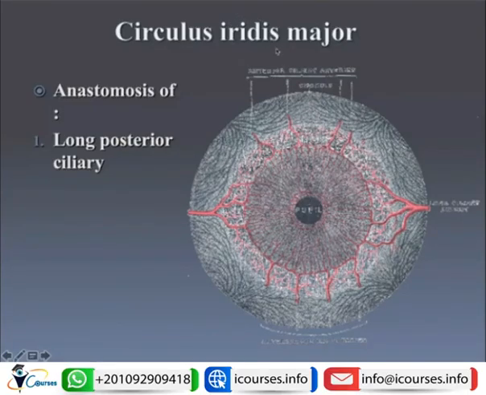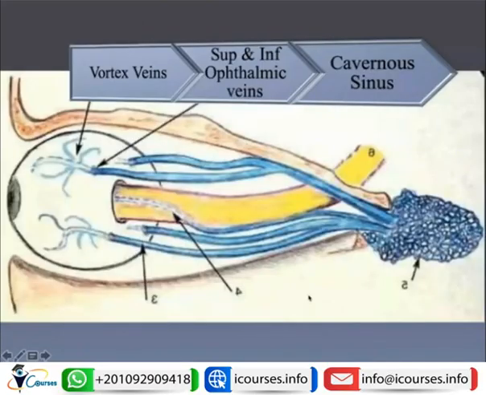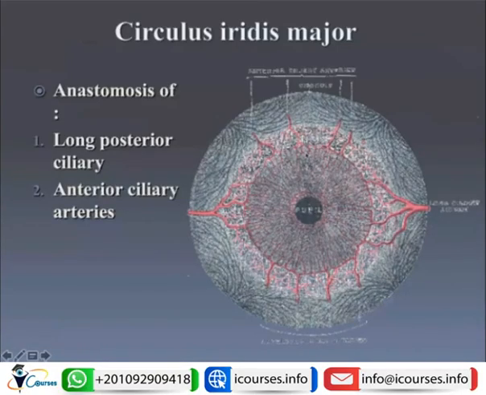So although it is called iridis, it is not located in the iris, it is located in the ciliary body. It is formed by anastomosis of the long ciliary arteries, as we can see here, and the anterior ciliary arteries, as you can see here. These are the anterior ciliary arteries. So these are called the circulus iridis major, and we will know more about it in the iris. So just to know that the circulus iridis major is present in the ciliary body, formed by anastomosis of the long posterior ciliary artery and anterior ciliary arteries.